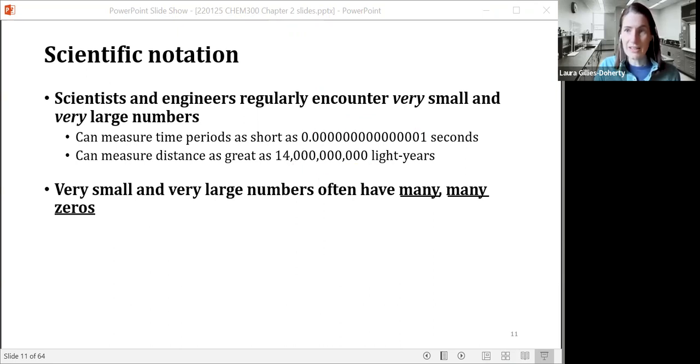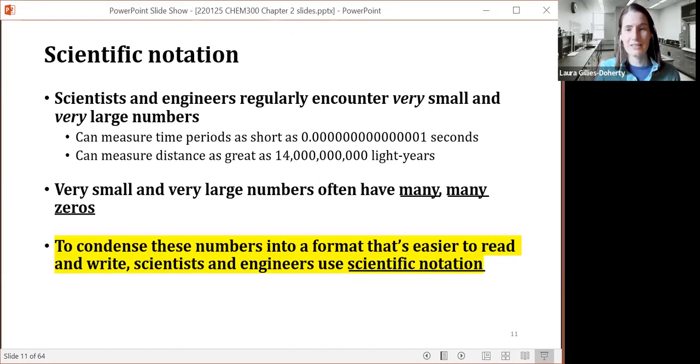By using scientific notation, it's going to condense these numbers into a format that's easier to read and write, so that we can easily work with these very small and very large numbers that have a whole bunch of zeros without having to keep track of counting how many there are. We can display them in scientific notation much more compactly and make them easier to read.